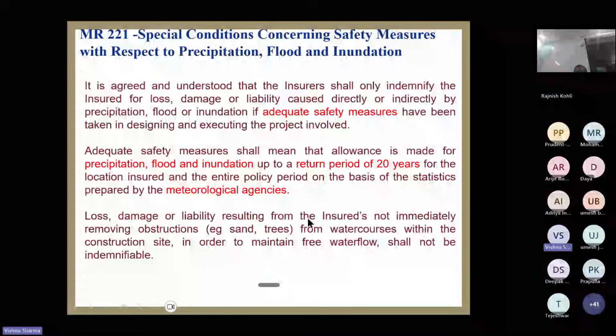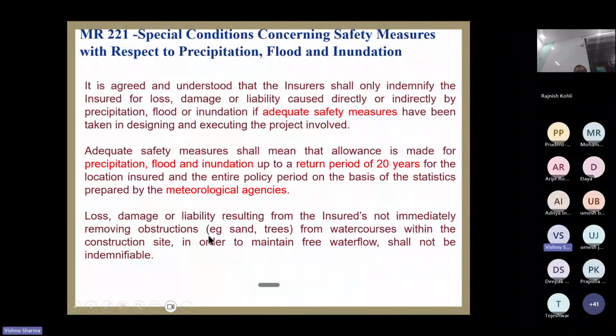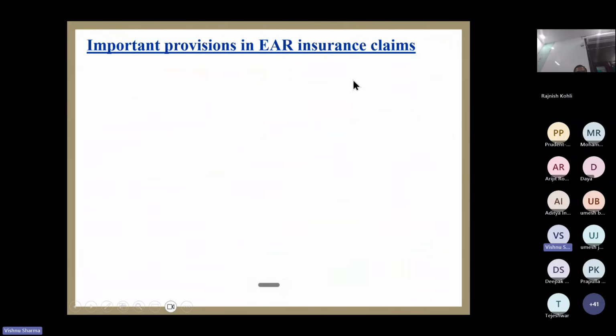Then loss or damage resulting from the insured not immediately removing sand, trees, etc., water course from the side. This is a duplication of wording. Now, important provisions in ER insurance claims. Let us quickly see what the provisions are.